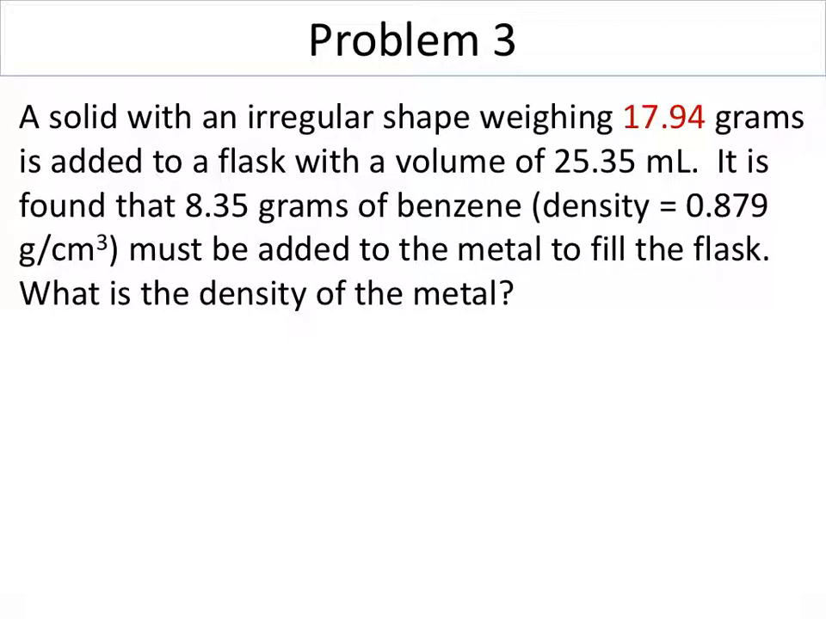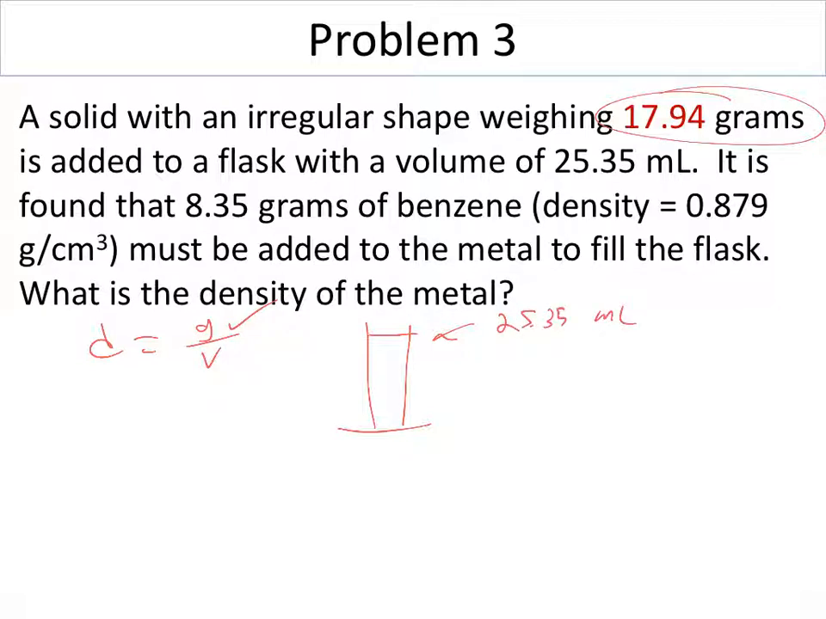Okay, this is weird. Kind of an involved problem. Let's think about it. Density is mass over volume. So grams divided by milliliters. I know the mass of the solid. So I need to find the volume of the solid. And so what we've got is a graduated cylinder of some sort, a flask of some sort, that has a volume of 25.35 milliliters. And this piece of metal was put into the flask, and benzene was added to the flask.